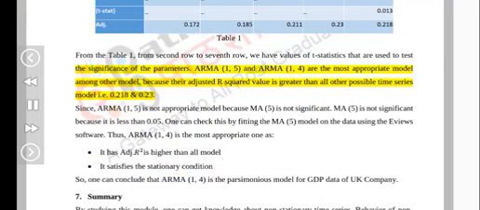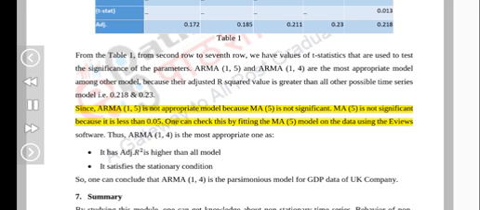ARMA(1,5) and ARMA(1,4) are the most appropriate models among the others, because their adjusted R-squared values, 0.218 and 0.23, are greater than all other possible time series models. However, ARMA(1,5) is not an appropriate model because MA5 is not significant, since its probability value is greater than 0.05.